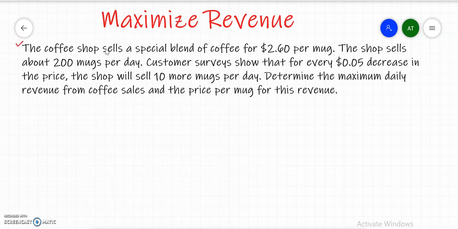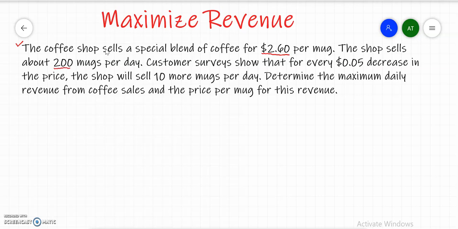The coffee shop sells a special blend of coffee for $2.60 per mug. So that is the price per mug. The shop sells about 200 mugs per day. So that is the number of mugs, meaning the quantity of mugs.